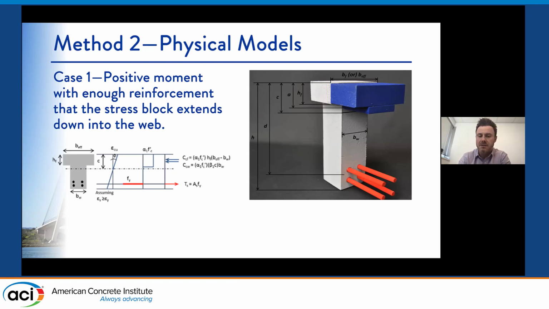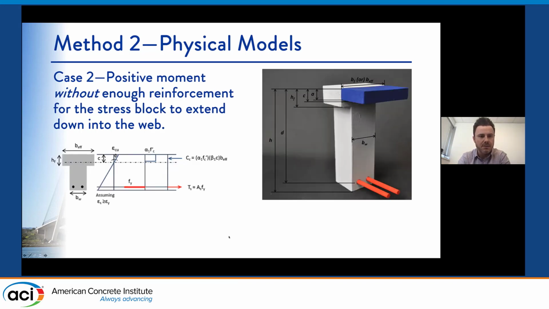In this case, you can see there on the right, everything is labeled. You've got the stress block that is getting down into the web, and we can explain to students that there's enough reinforcement to require that area of compression to get down into the web. The second case is when you have positive moment without enough reinforcement for the stress block to extend down into the web. This is an example where it's just a rectangular beam.